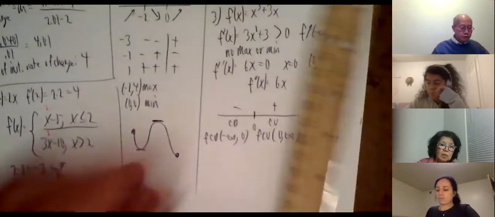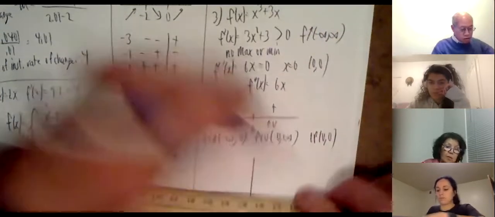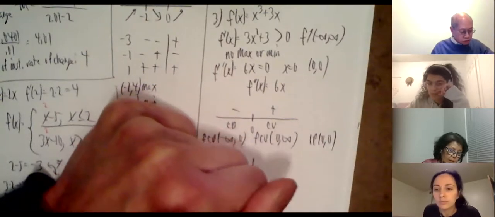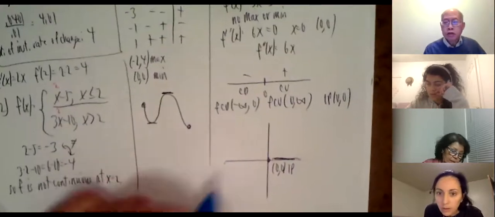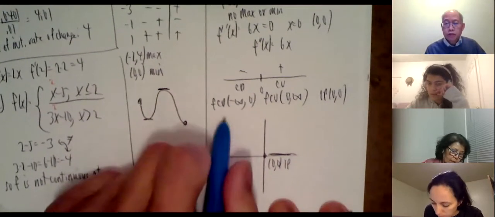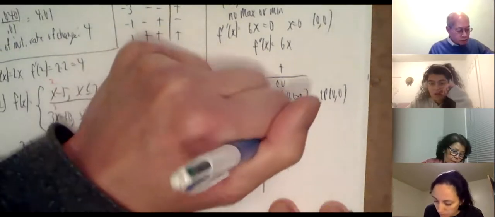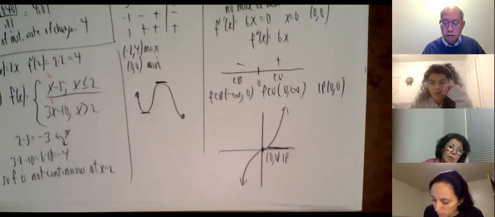So I'm ready for the graph, which is not really that much of a graph, but it is what it is. Inflection point, always increasing. First, it's concave down. After that, it's concave up. There we go.